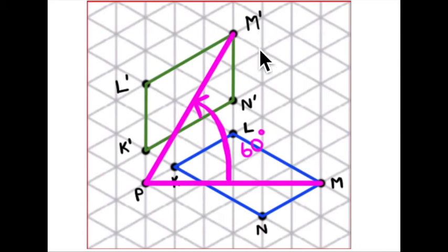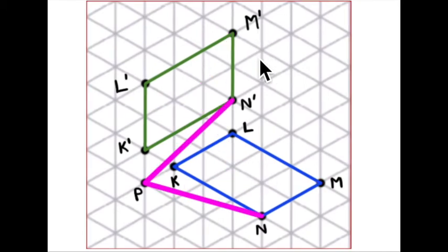But to see that N going to N prime is also a 60-degree rotation, that's a bit harder. You can kind of tell that this is a little bit on the inside of this side of the equilateral triangle, and this is the same distance on the other side of the equilateral triangle. So you can probably reason that this is a 60-degree rotation.